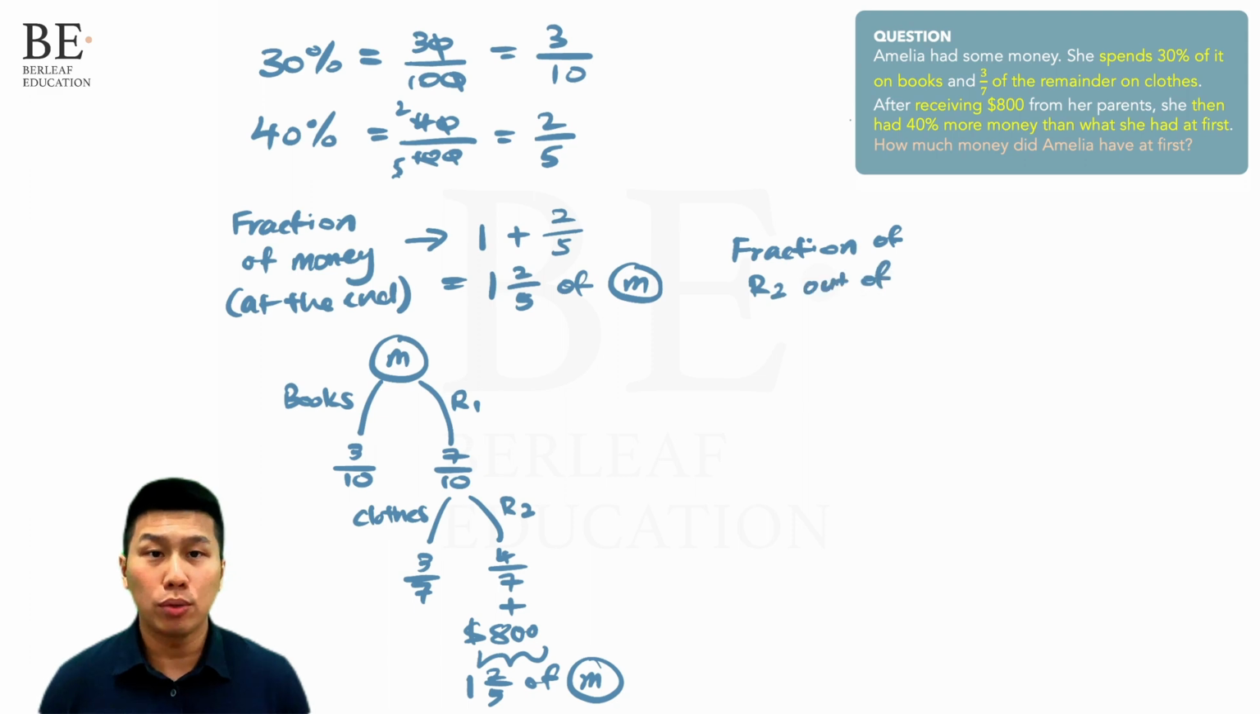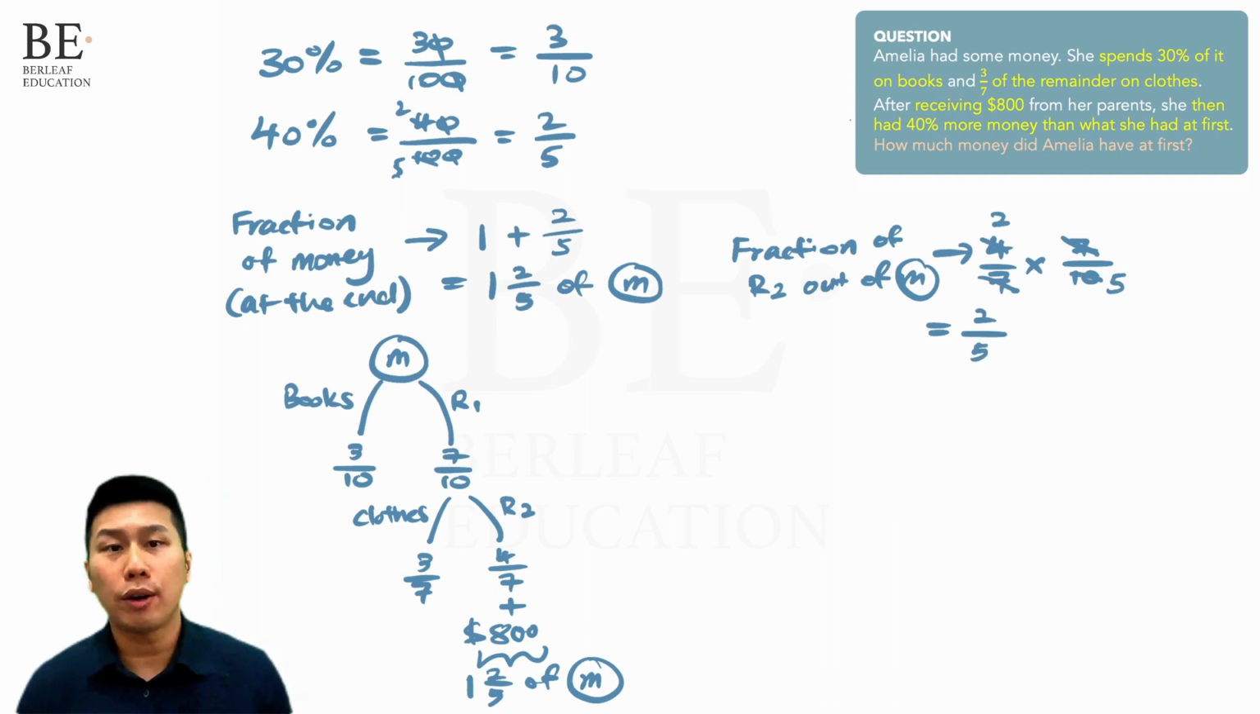Let's write it out first. Fraction of R sub 2 out of M is actually equivalent to using 4 out of 7 over here, multiplied with 7 out of 10. So let's write it out quickly. 4 over 7 times 7 out of 10. And simplifying it, it gives us 2 out of 5.